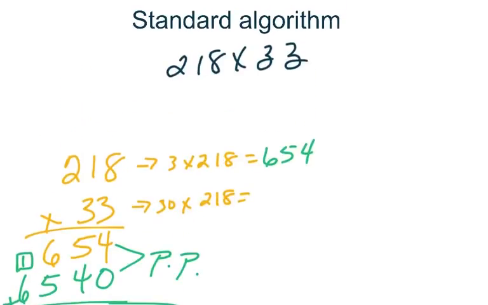Now, what we're going to do is put this all together in one step and leave this little part out. Because once we get more practice, we can leave this part out and only concentrate on this part of the multiplication algorithm here.